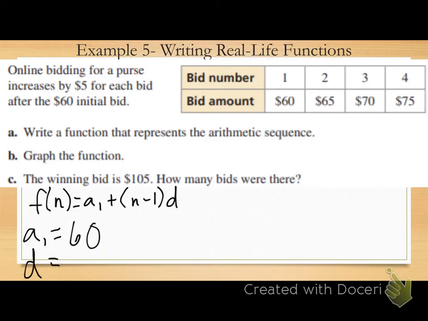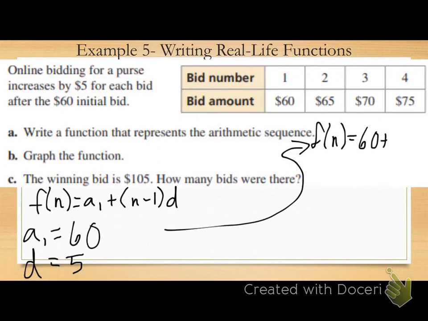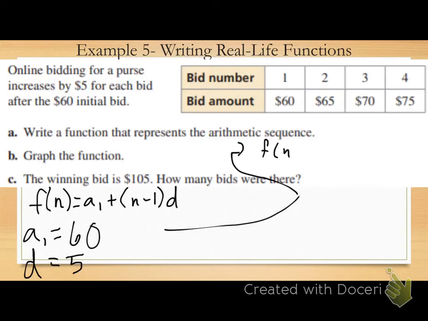What does the bid increase by each time? $5. So is that my common difference? Yes, it is. It increases by 5 each time. Any questions there? So let's plug those bad boys into the formula. 60 plus, actually I need more room. $60 plus n minus 1 times 5.